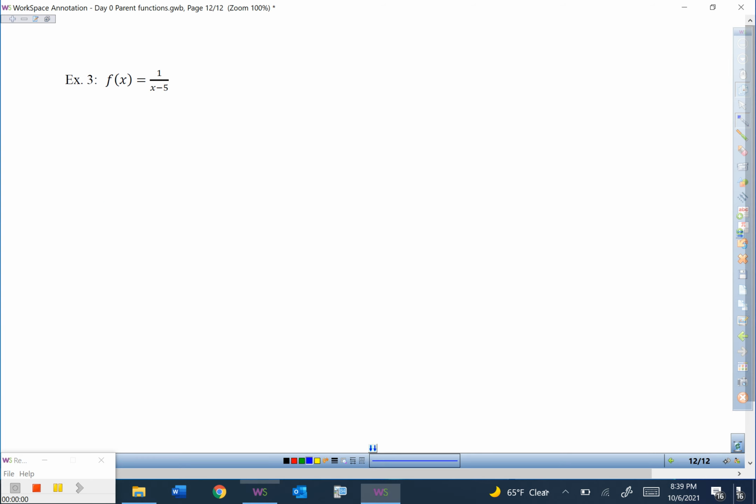Last one we're going to do here is parent function 1 over x minus 5. This is just regular 1 over x, so this is our inverse. It takes the shape of a hyperbola. Remember, we have asymptotes. When you make the sketch of these, please write the asymptotes on there because they are the critical values that we're going to have to list that are special.